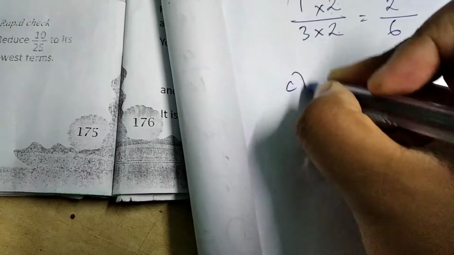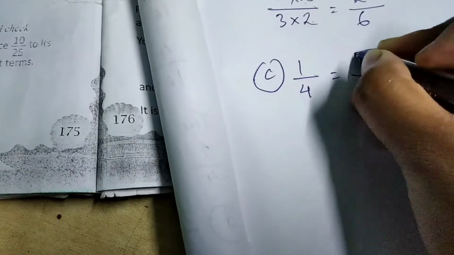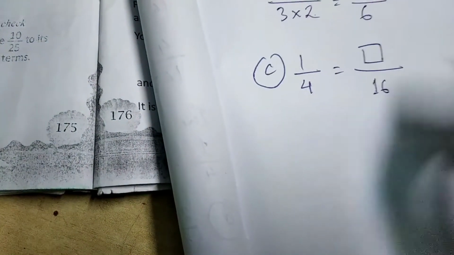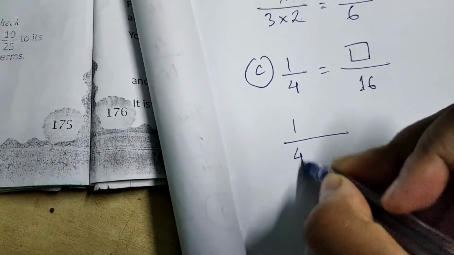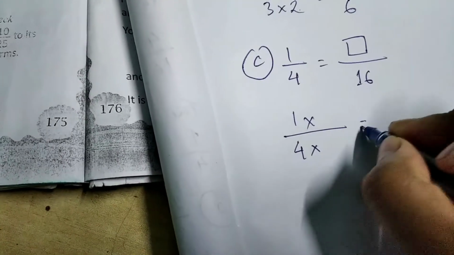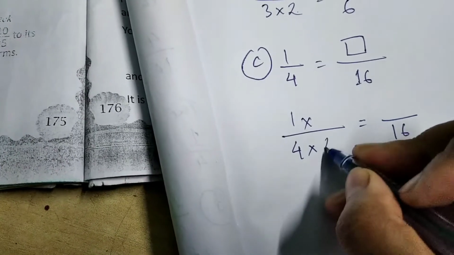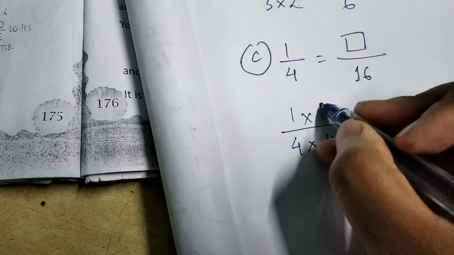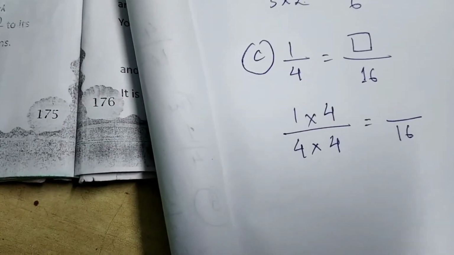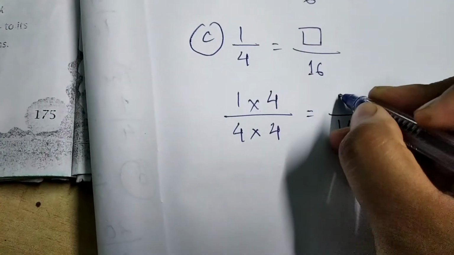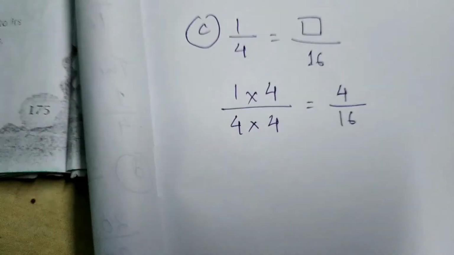Number C I am doing. 1/4 is equal to bracket over 16. So how will you find this? 4 fours are 16. So up also you need to multiply with the same number. So 1 into 4 is 4. I think you can do it. This one is very simple.